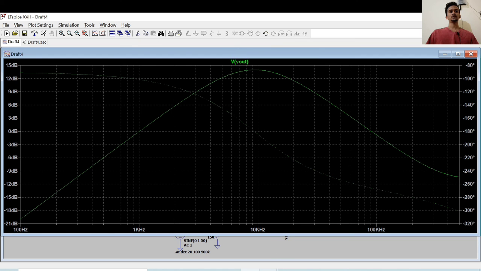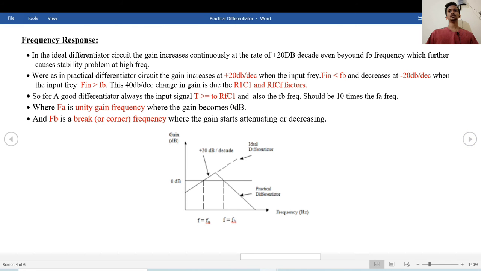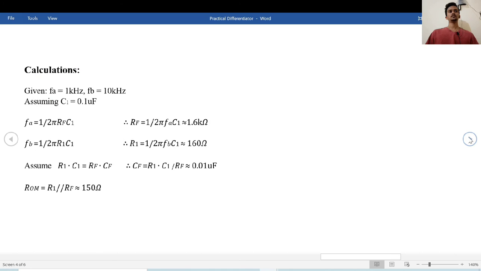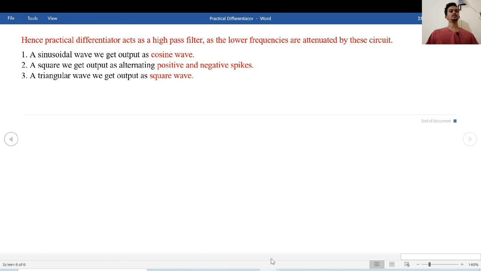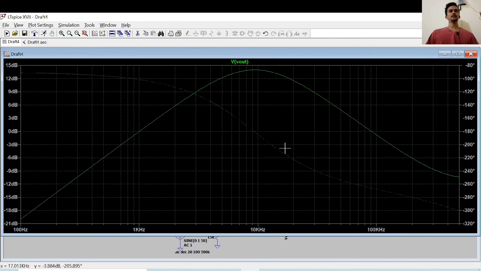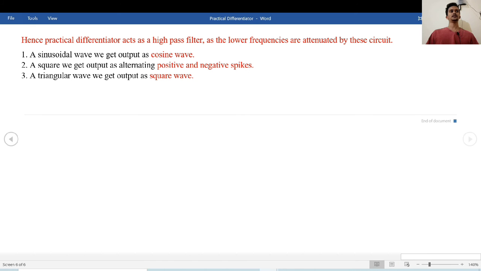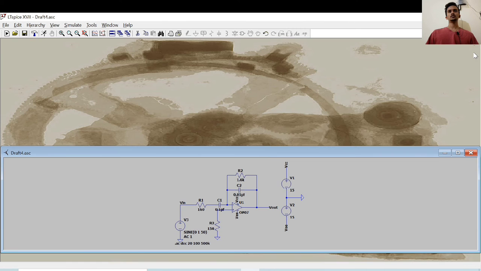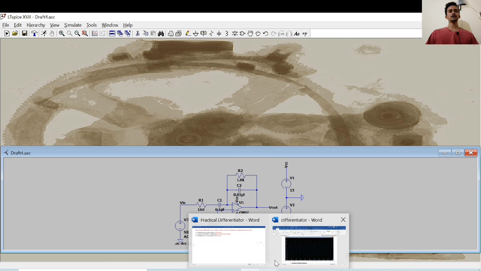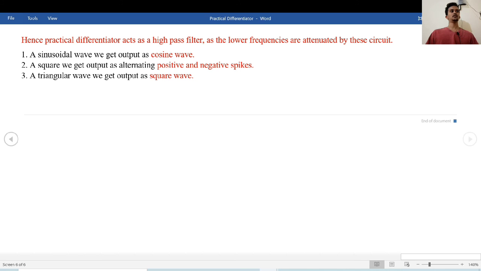So let's see. Hence, as you can see, a practical differentiator acts as a high pass filter, and the low frequencies are attenuated by this circuit. As you can see here, low frequencies are attenuated. So now we'll check for the sine wave, where we get the output as a cosine.